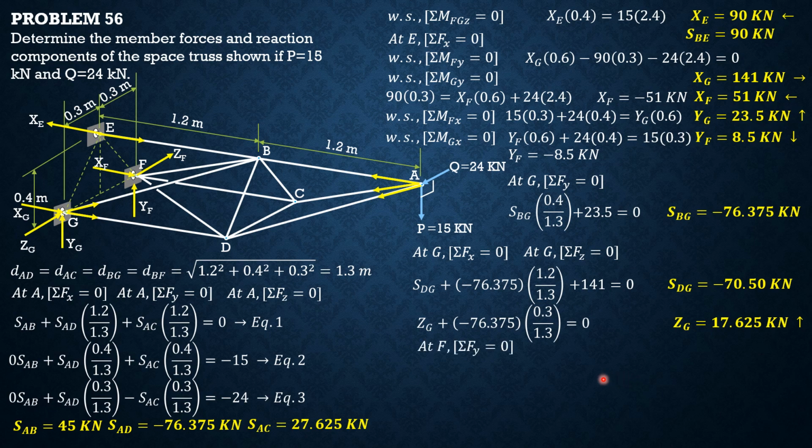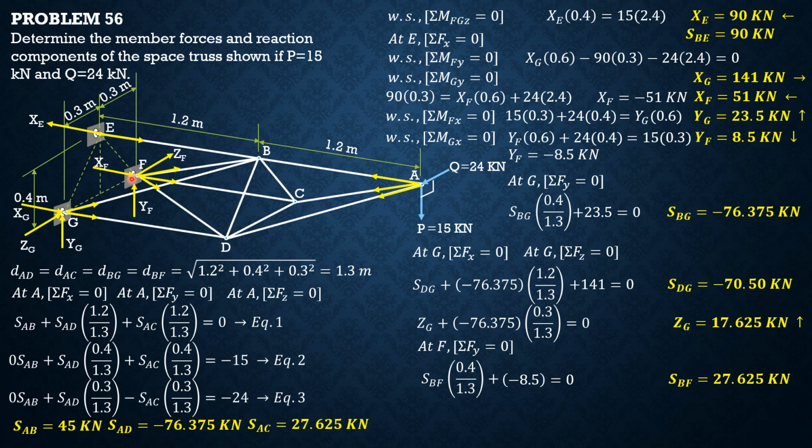Then we proceed to F, summation forces y equals 0 to solve for BF. Those are the involved forces. Only two forces will be involved, YF and SBF. So SBF times 0.4 over 1.3 plus YF, which is negative 8.5, equals 0. So SBF is positive 27.625 kilonewtons.